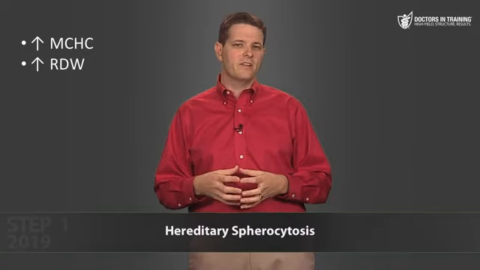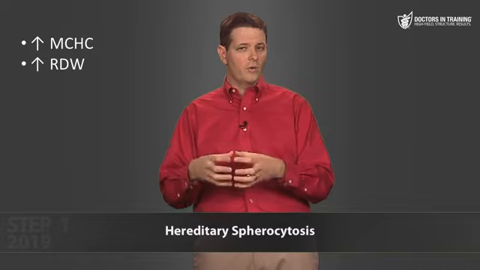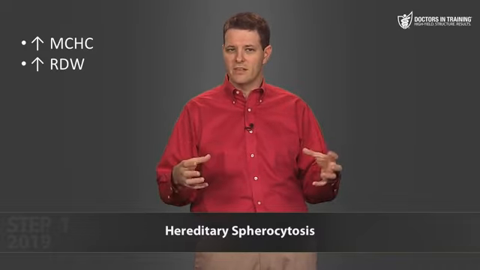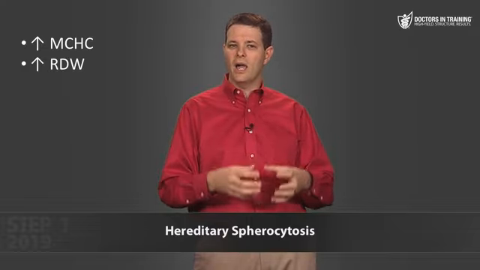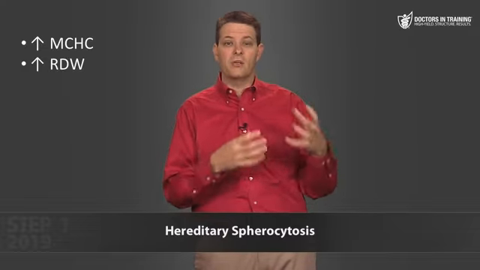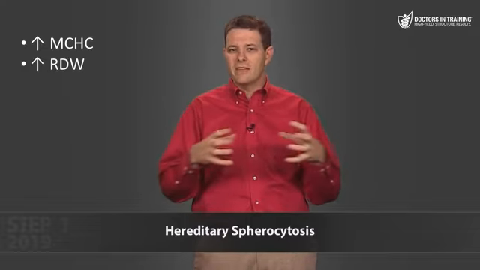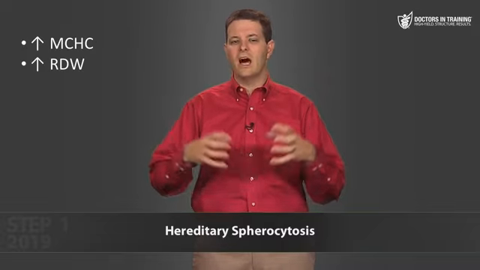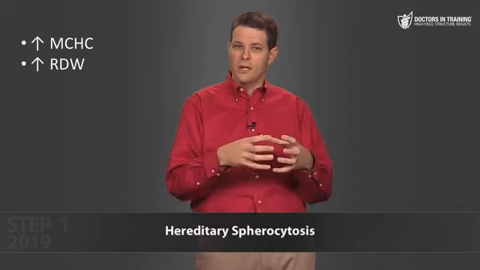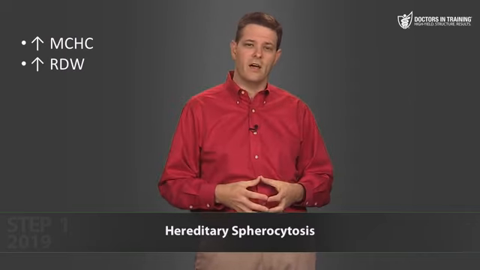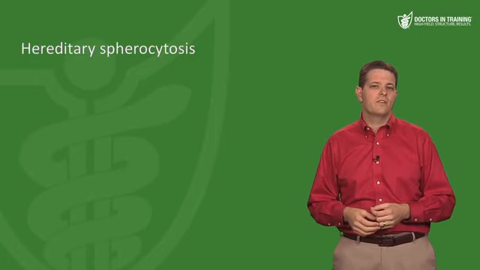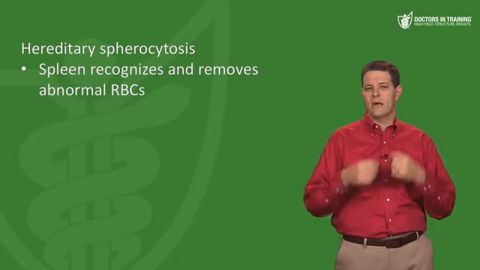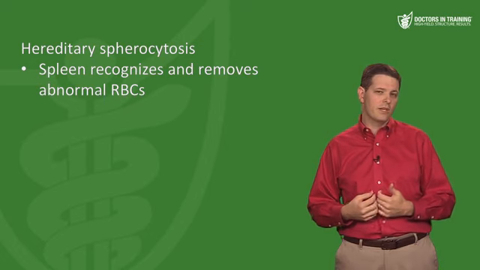With hereditary spherocytosis, some of the red cells are smaller in size and some of them are larger in size. There's more variability in the size, and that variability translates to a higher RDW. That's what RDW tells you, how much variability there is in the size of the red cells. A higher RDW means a lot of variability in size, and a low RDW means that the cells are very uniform in size. Now, the reason hereditary spherocytosis causes hemolysis is that the spleen recognizes these red cells as abnormal and then removes them from circulation.